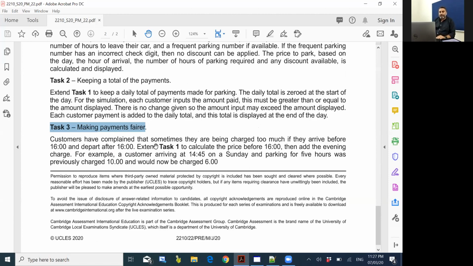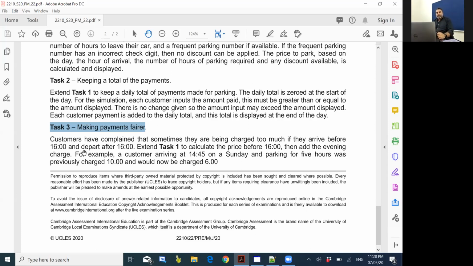Customers have complained that sometimes they are being charged too much if they arrive before 1600 hours and depart after 1600. So the first thing you need to understand is that task 2 has nothing to do with task 3. Task 3 is a direct extension of task 1. In task 1, the price was being calculated straightforwardly. In task 3, the way will be different. So only the price calculation area, the amount calculation area, will be affected. Before and after that, the whole thing will remain the same.